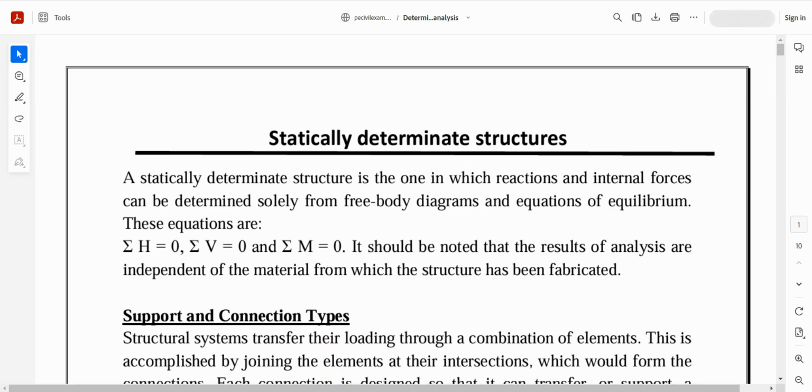Good afternoon, everybody. I'll be doing a small revision on statically determinate structures. As you already know, we have three equations of equilibrium, which are summation of horizontal forces equal to zero, summation of vertical forces equal to zero, and summation of moments equal to zero.